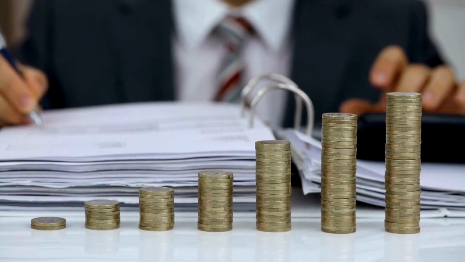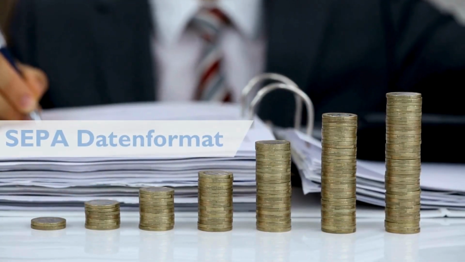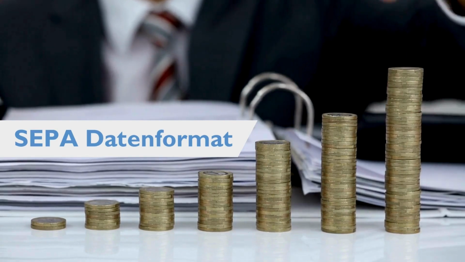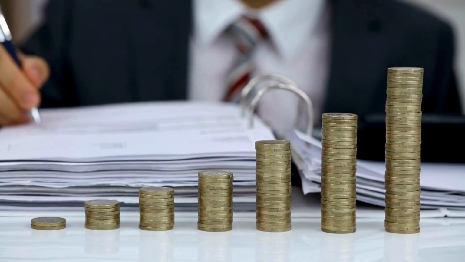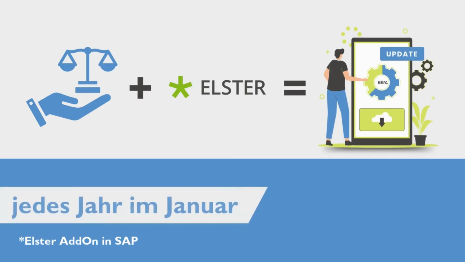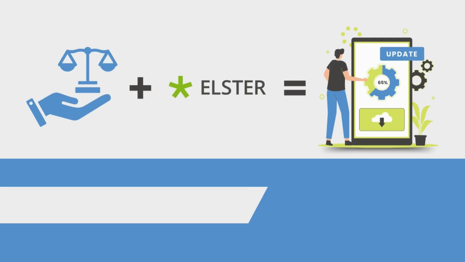Another topic is the SAP data format. This will ensure that your payments can be processed smoothly in the new year. If you want to use Elster to transfer your tax data to the tax authorities, you should use the latest Elster version every year. The version must be updated every January.